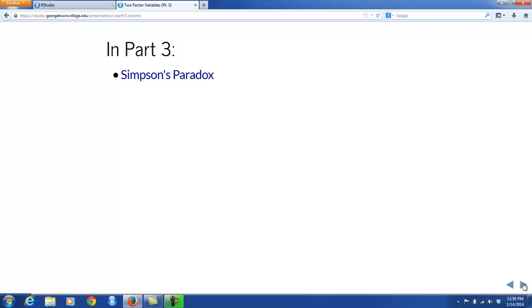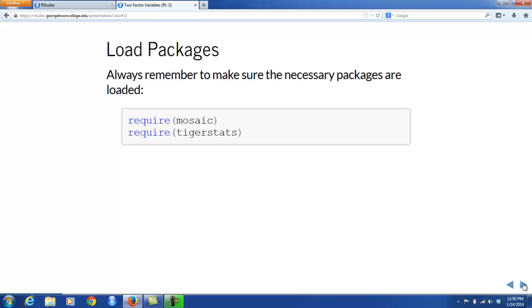And in this final installment, we want to study a strange and interesting phenomenon called Simpson's paradox, which can arise when you're studying the relationship between any two types of variables at all, but arises in its simplest and most easy to understand form when you're studying the relationship between two-factor variables. Make sure that you have the necessary packages loaded into R before you begin.